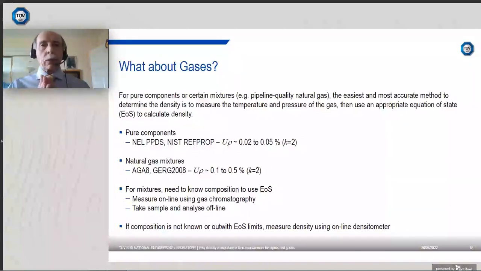As I've said, for pure components or defined mixtures, don't try to measure it, calculate it from composition. If the composition is not known or it's out with the equation of state limits, components that aren't in the equation of state, for example, then you really have no alternative but to measure the density using an online or an inline densitometer.